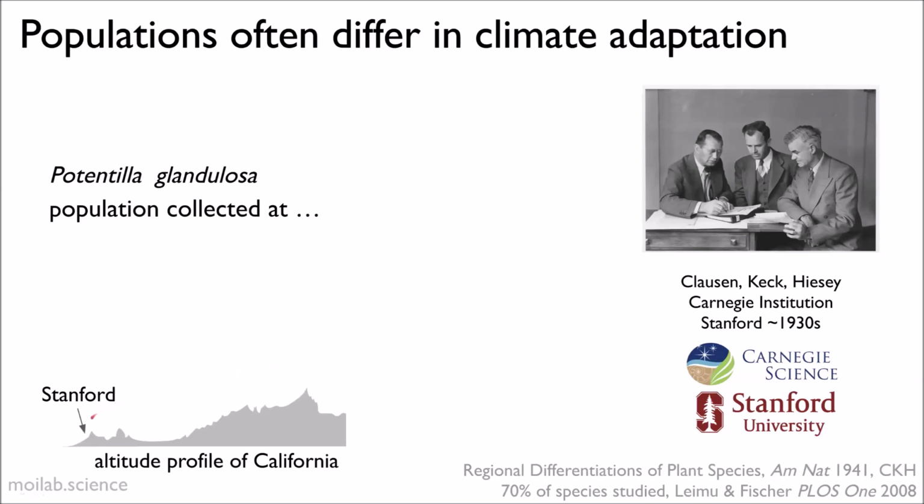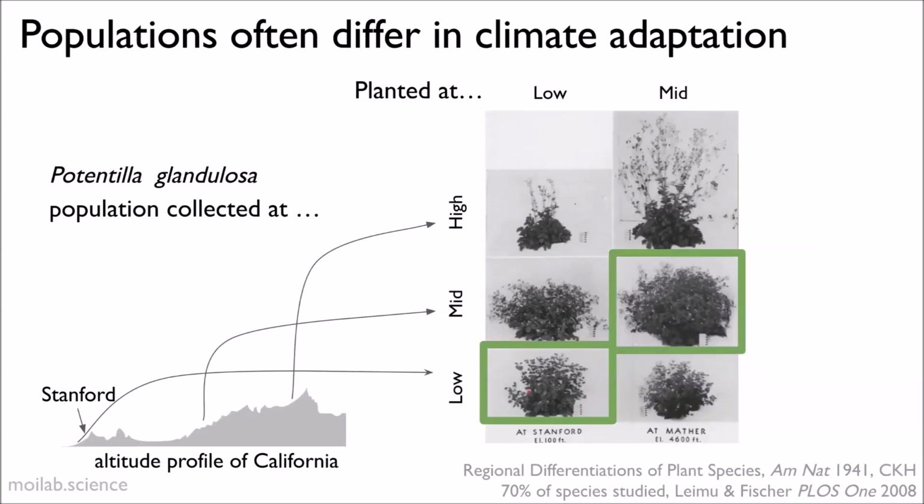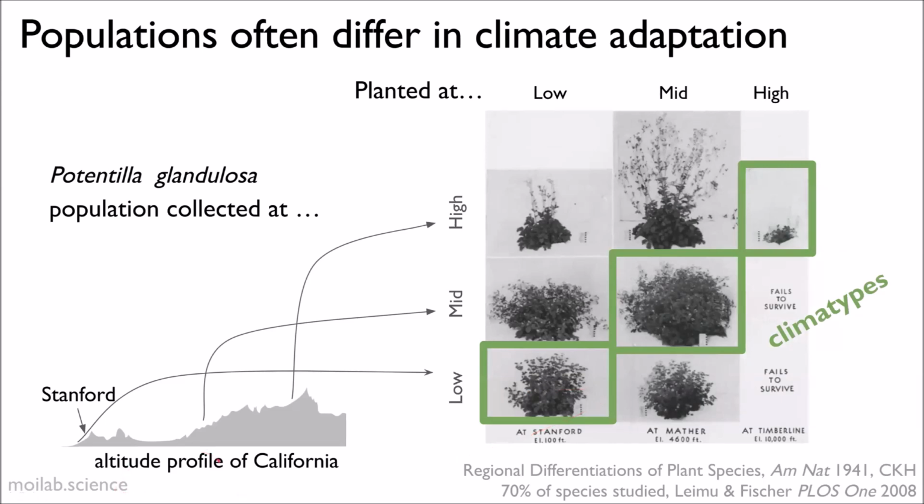What they did was collect populations of a bunch of plant species, in this case Potentilla, and plant them in Stanford. So they could see that from different elevations across the gradient of California, they could plant them in Stanford, and the low altitude did better. But not only did that, they transplanted them to 3 sites. So they did all reciprocal transplants.